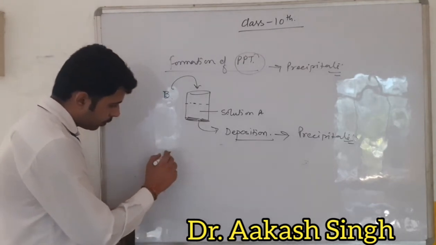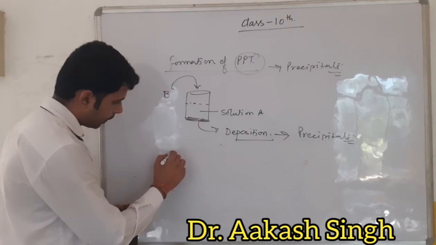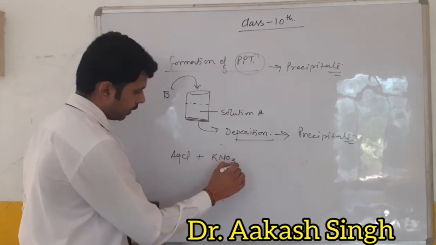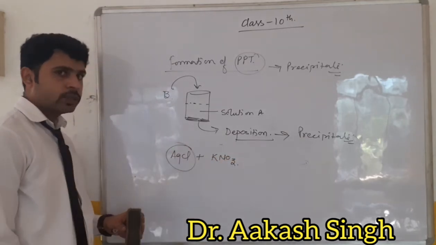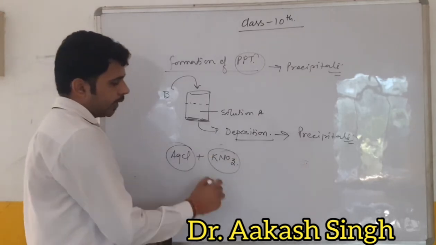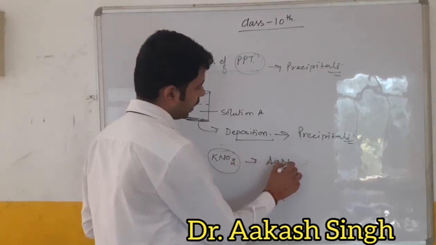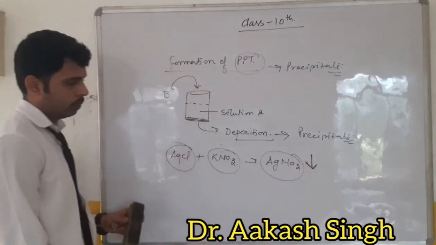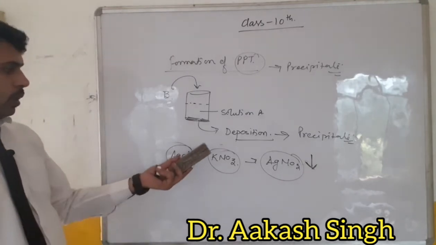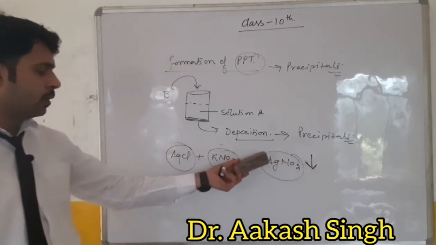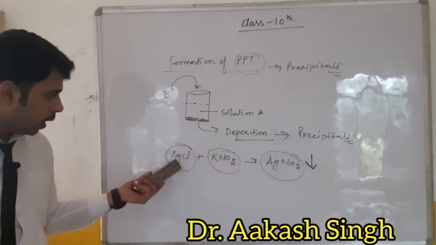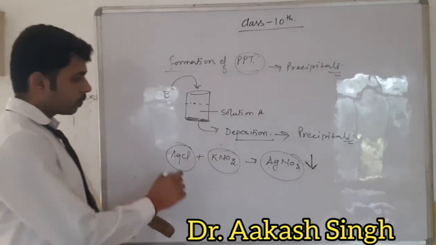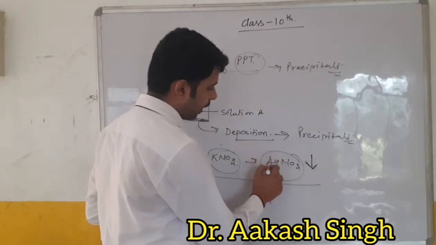For example, AgCl plus KNO3. A solution of AgCl, silver chloride, when reacted with potassium nitrate, forms AgNO3 as precipitate, and precipitate is denoted by a down arrow. Formation of precipitate silver nitrate when a solution of silver chloride reacts with potassium nitrate, and this precipitate can be denoted by a down arrow.